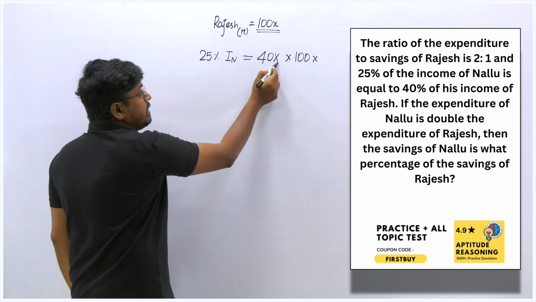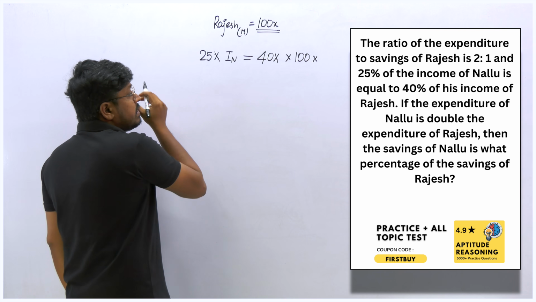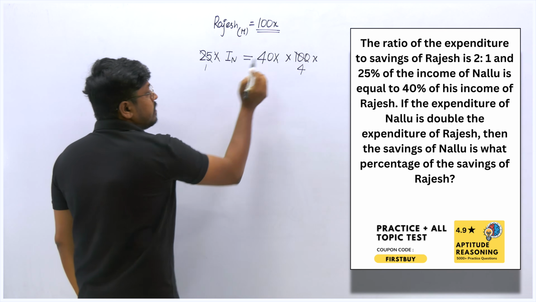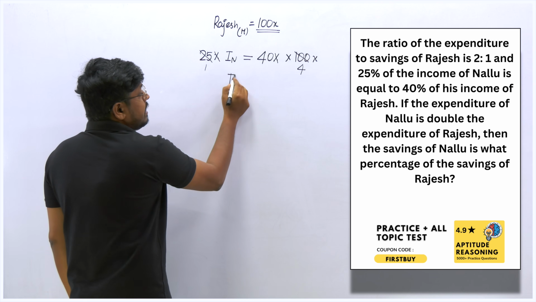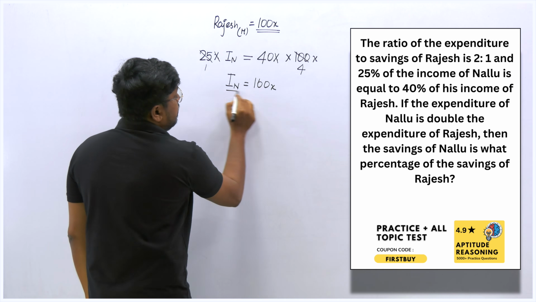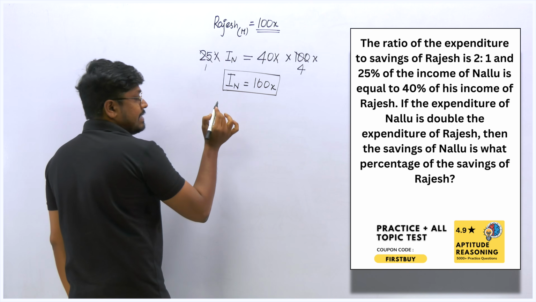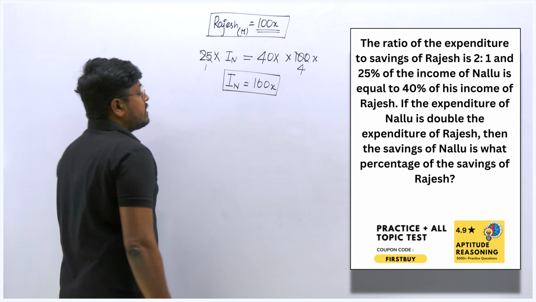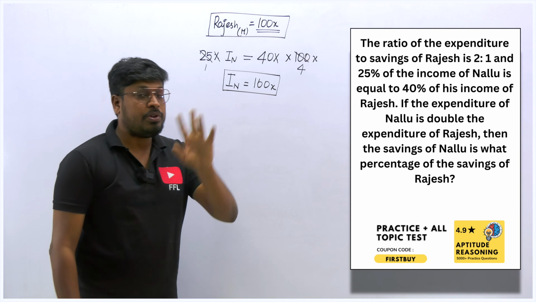So we can cancel the percentage here. Similarly, we can cancel this one times, so this will be 4 times. 4 4s are 16, so the income of Nallu will be 160x. The income of Nallu is 160x and the income of Rajesh is 100x. So now we found the income of both persons.